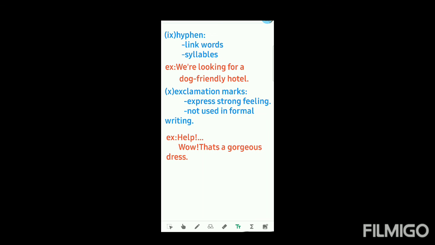Here we are making a demand or request. We are stating our thought, and we are impressing upon the person by saying that we are looking for a dog-friendly hotel. Quality mentions quality, and we are including the hyphen punctuation here to express our meaning.